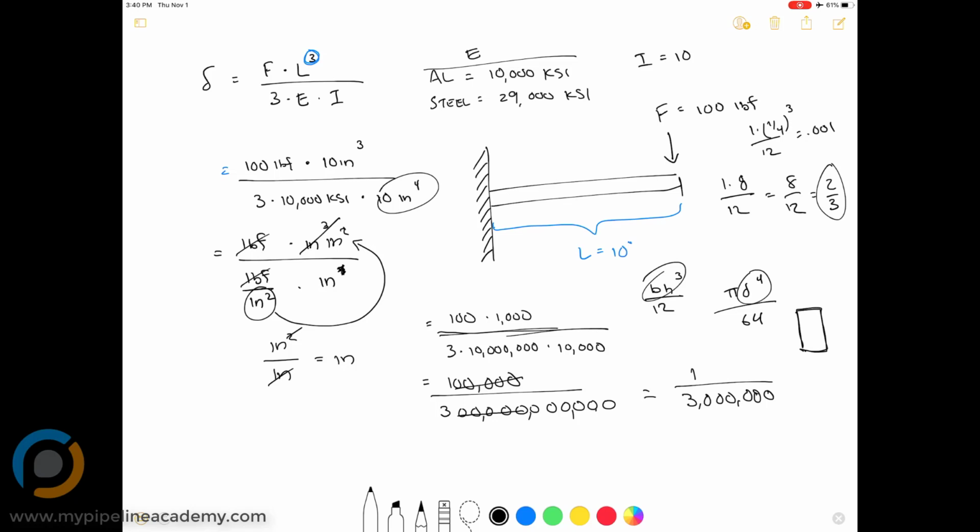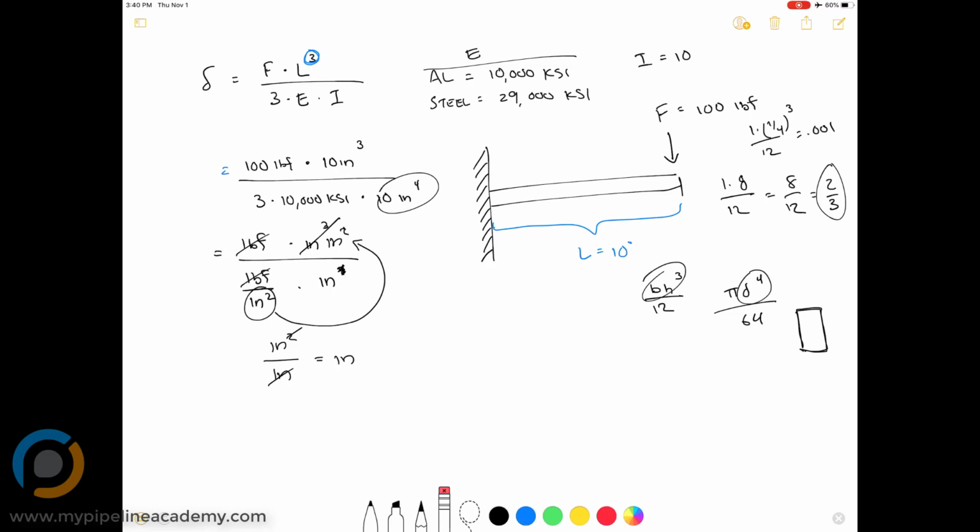Alright, so now if we redo this here, I want to get a deflection that's actually measurable, just for fun. And maybe let's use 1,000 pounds of force instead of 100. So we'll have 1,000 pounds of force times our length. Let's say instead of 10 inches, let's do 100 inches. So that's a lot longer.